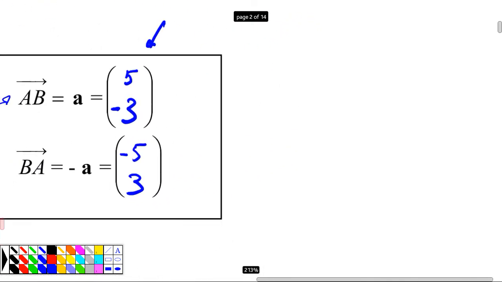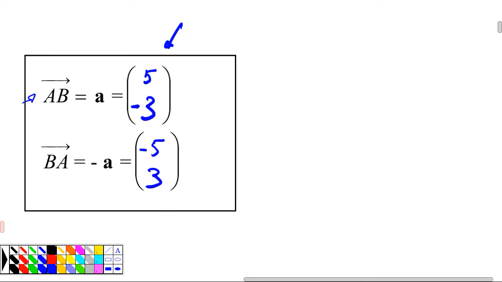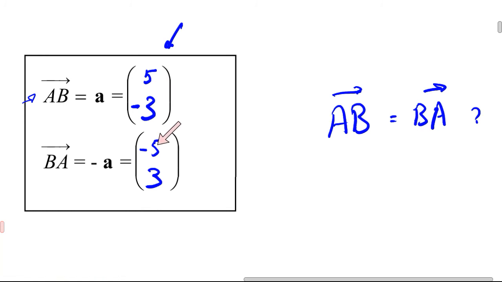Now I look at these two numbers. I look at these two vectors. So I want to write equal. My question is, is vector AB equal to vector BA? Is this correct? Okay, again, looking at this box. I have 5, negative 3, and I have negative 5, 3, and this is AB, this is BA. So my question is this, is AB equal to BA?